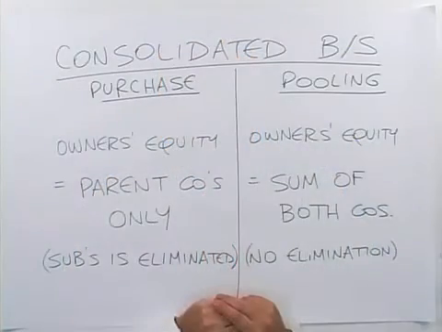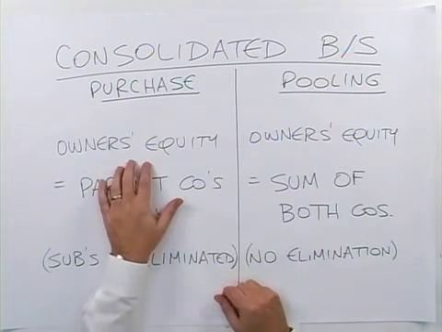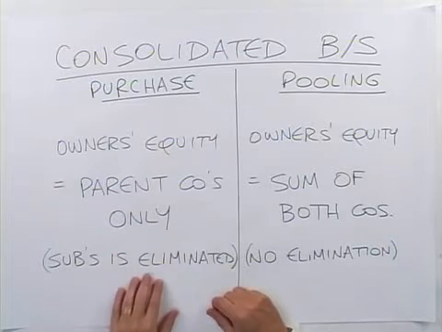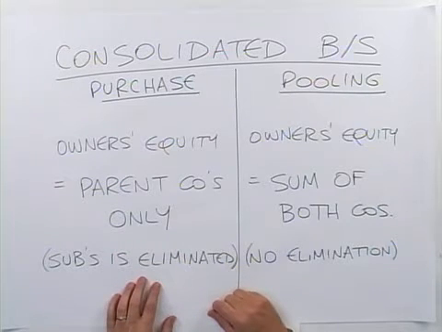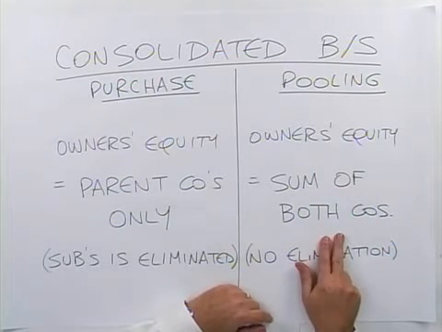Now we'll show you just some comparatives between the two methods. In a purchase, the owner's equity on the consolidated balance sheet is the parent company's only. The subsidiary gets eliminated upon consolidation. In a pooling, the owner's equity is the sum of both companies.